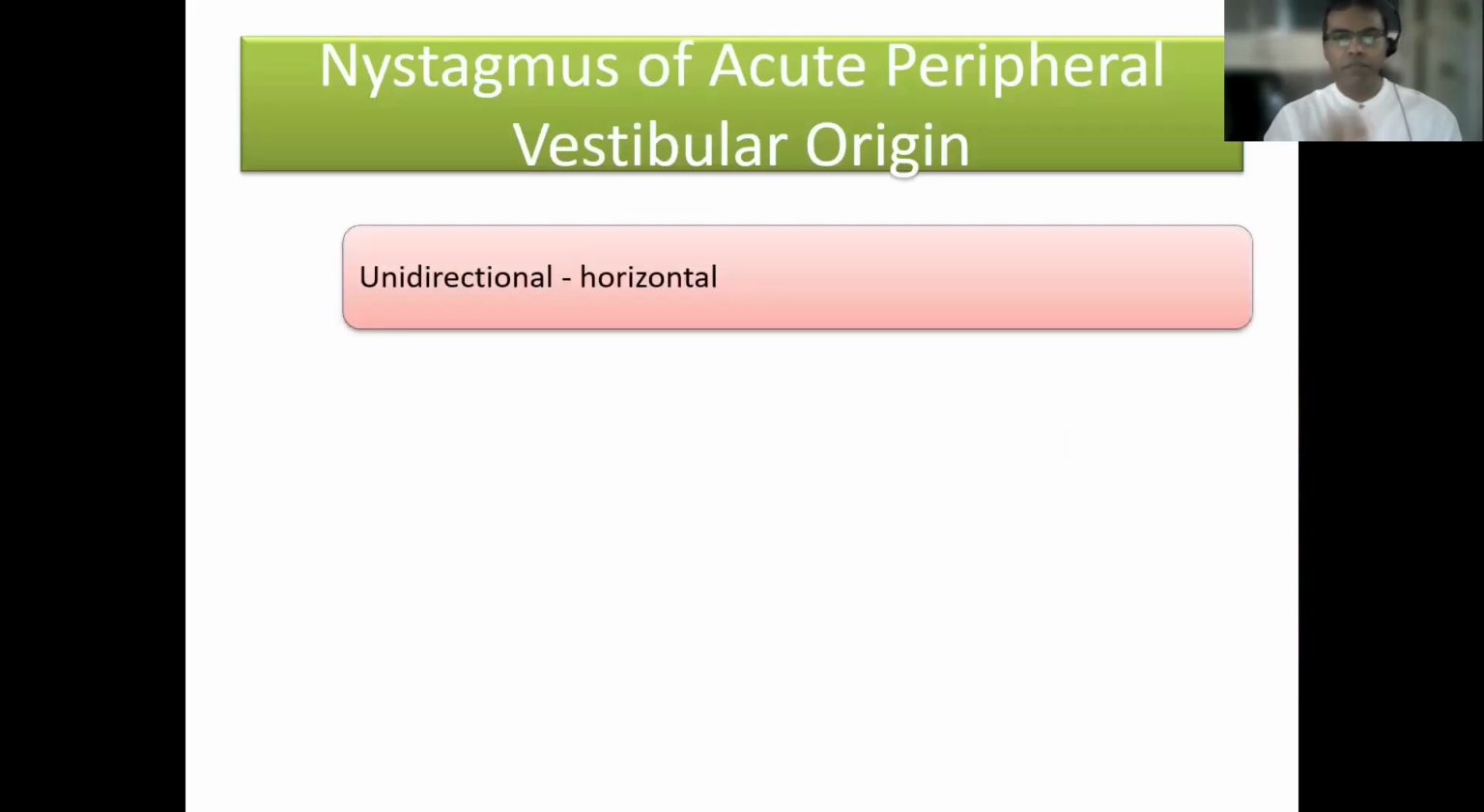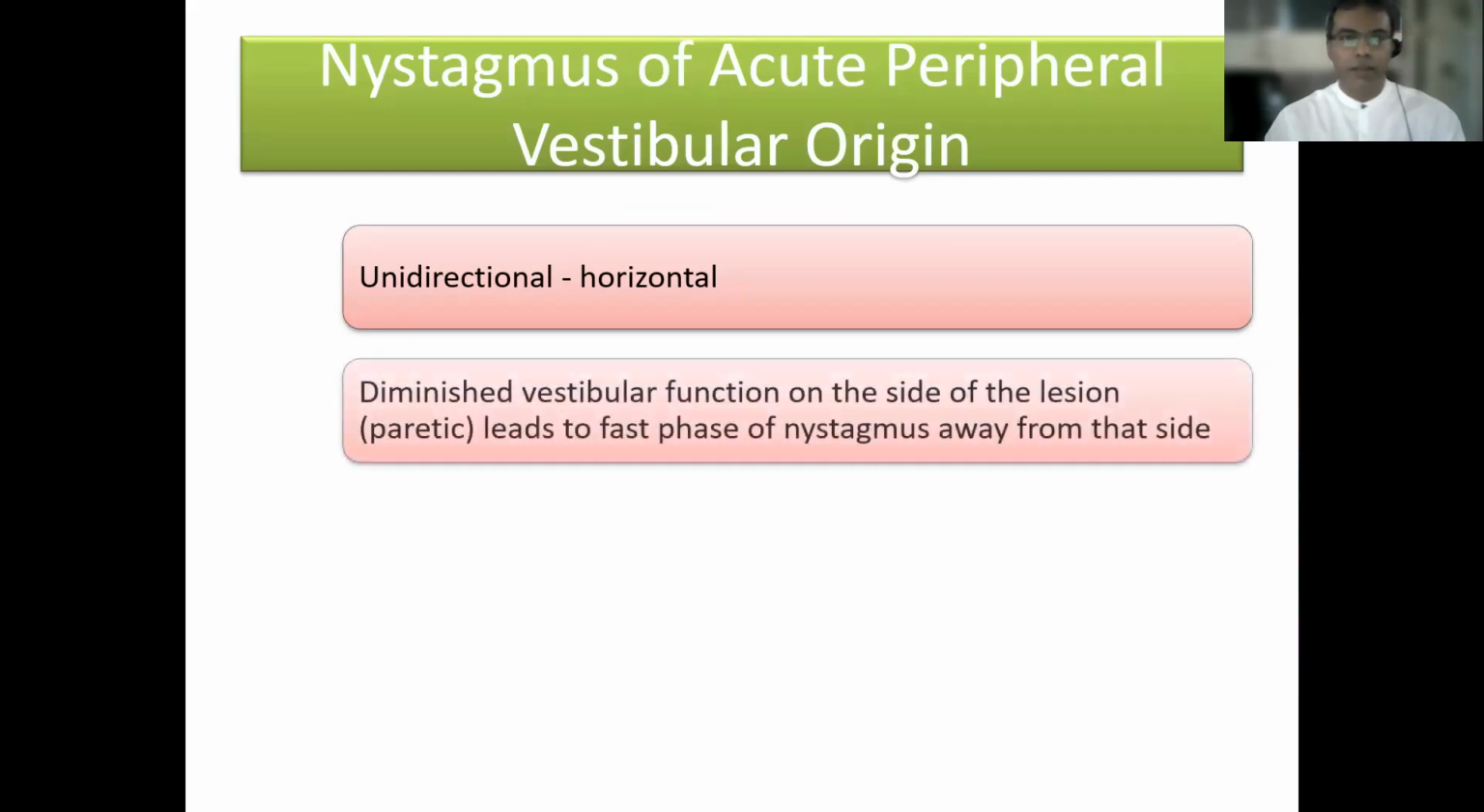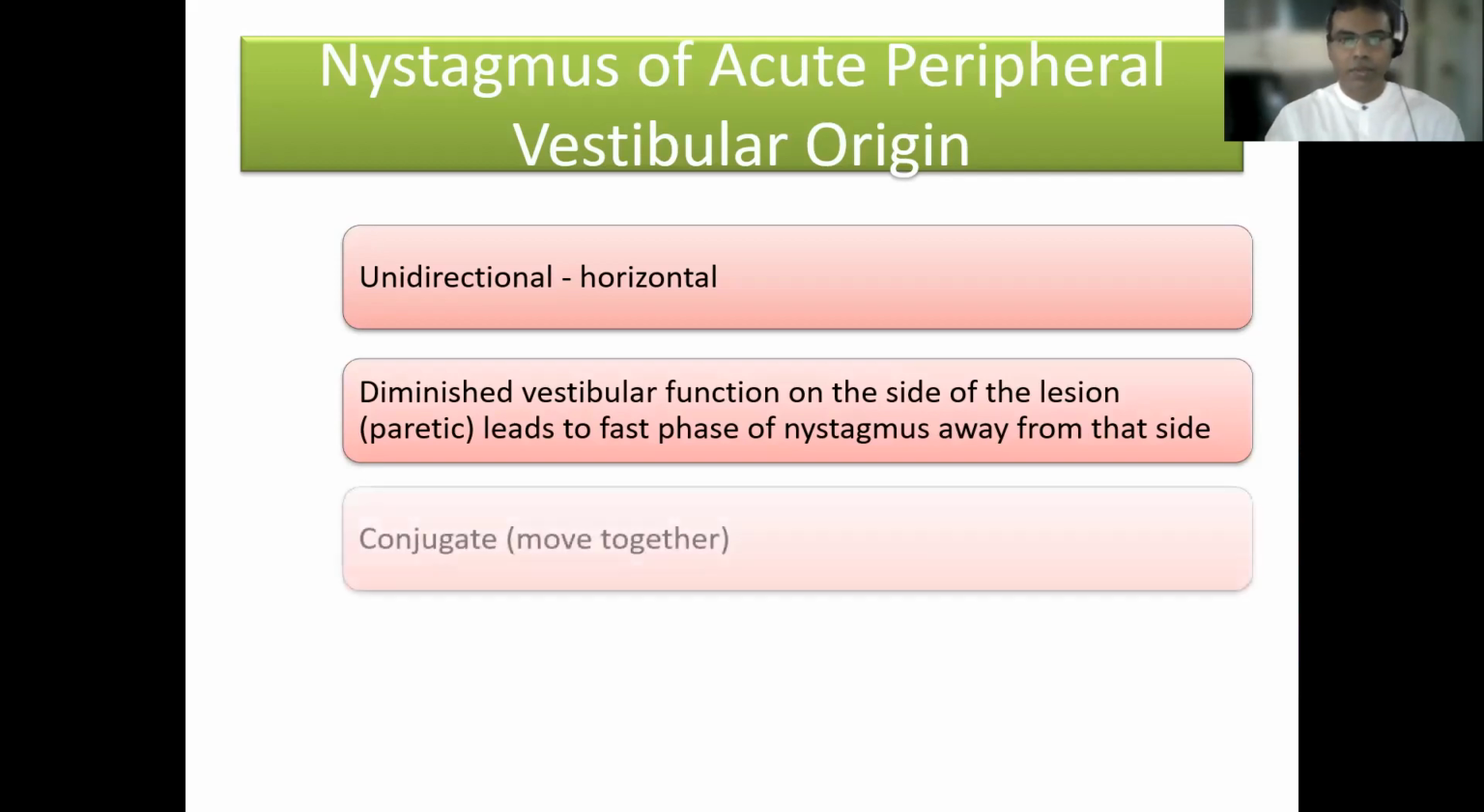So remember, if there's nystagmus of acute peripheral vestibular origin, it is only one direction. It's horizontal. The diminished vestibular function on the side of the lesion leads to the fast phase of nystagmus away from the side of the lesion. Meaning, if there's a left-sided lesion, the fast phase is to the right.